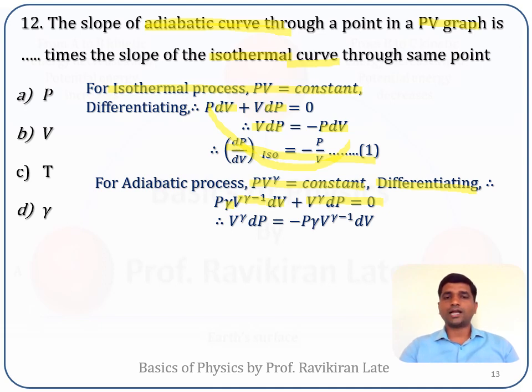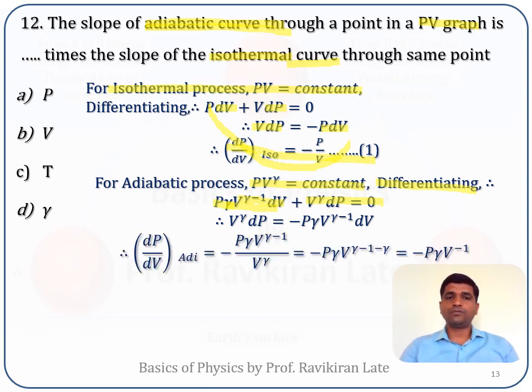Now what we will do, we will transfer the first term to the right hand side. So it will be minus P into gamma V raised to gamma minus 1 into dV. Now I need to find out the value of dP by dV. If I transfer this V raised to gamma from this side to this side, it will get divided. So it is minus P into gamma into V raised to gamma minus 1 divided by V raised to gamma.